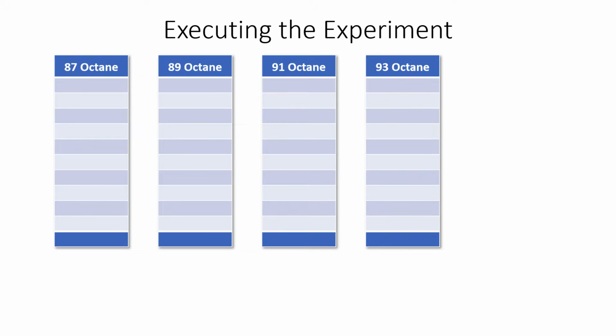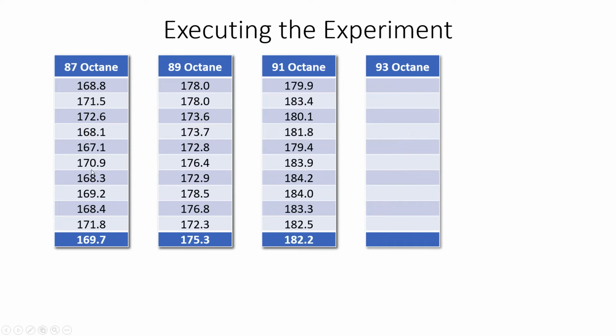This is the best way to learn ANOVA. So here we are. We've got our experiment. We've got 4 different levels, 87 through 93 octane. And for each level in the experiment, we're going to measure horsepower 10 different times. And then here at the bottom in blue, we're going to calculate an average value. So let's do that now, okay?